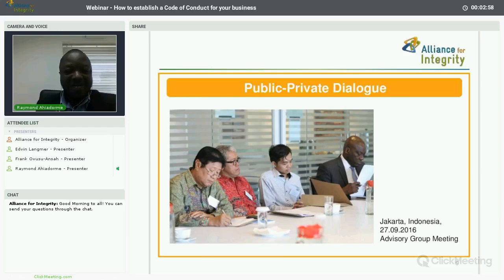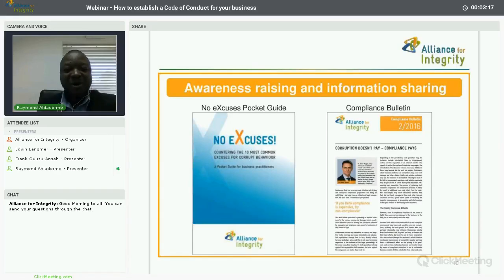Talking about public-private dialogue, what we see here is an example of that when we had an advisory group meeting in Jakarta, Indonesia, and the members of this advisory group come from various sectors. So this is for the public-private dialogue, public sector sharing ideas with the private sector. And by way of awareness raising and information sharing for that matter, we always undertake publications.